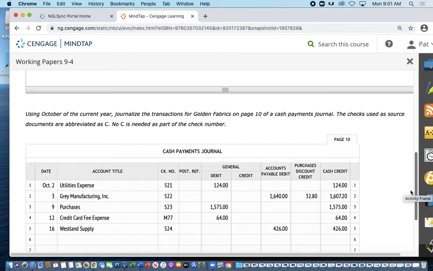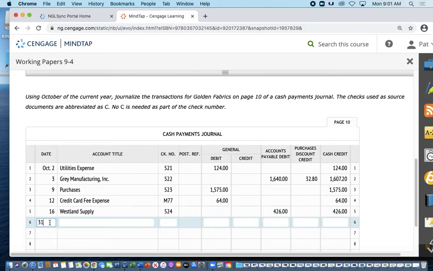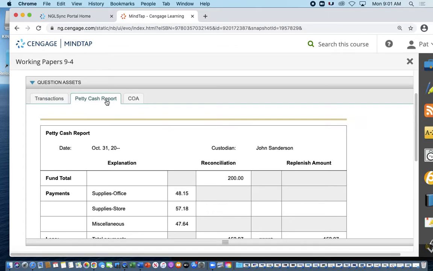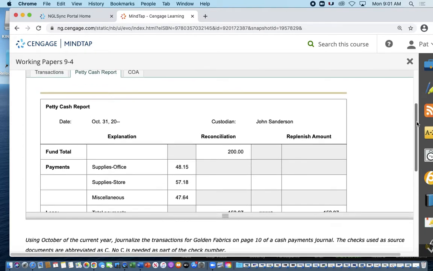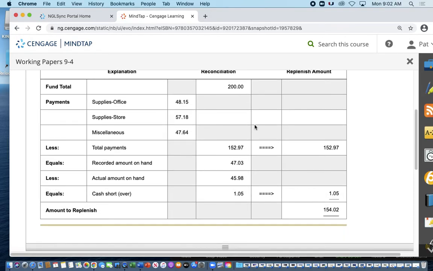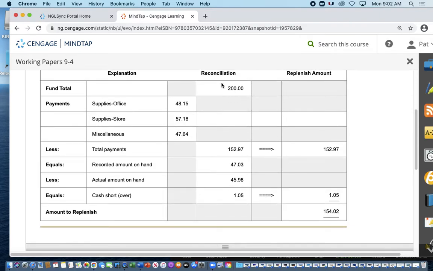31st, record the petty cash fund. All right, so we have the 31st. Again, let's go up to the petty cash fund. They don't tell us much on it in our transaction, but they provide the petty cash report. The petty cash report tells us we always want to reconcile and get the number back to the beginning balance. So we started with 200. So our goal is to get it back to 200. How do we do that? We have 3 different payments that we had out, so we're going to debit these expenses.